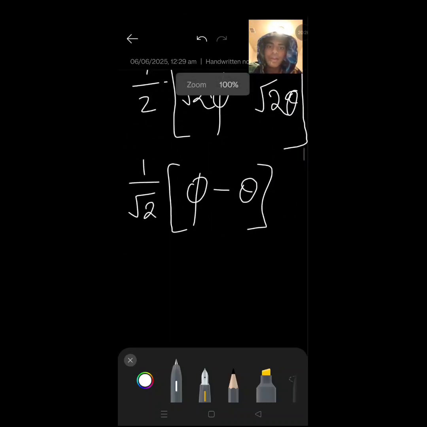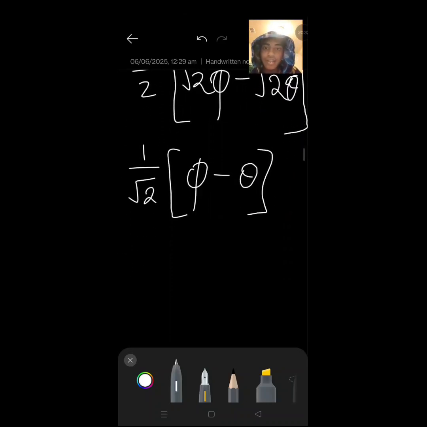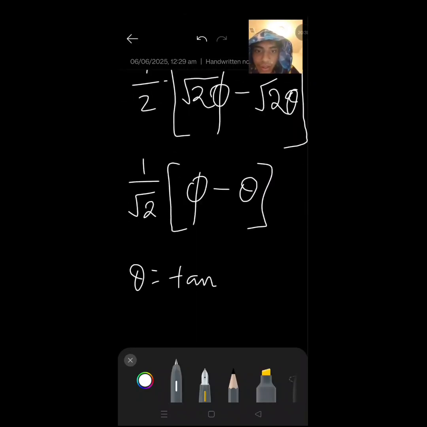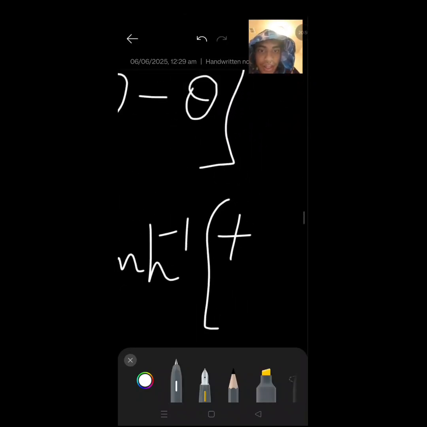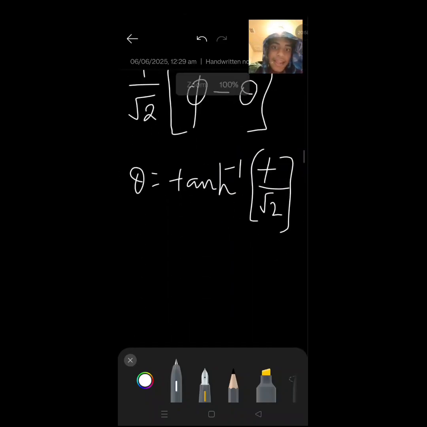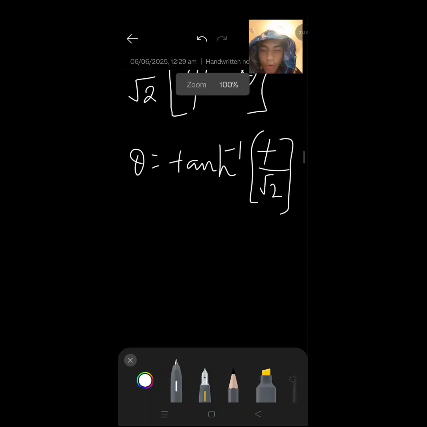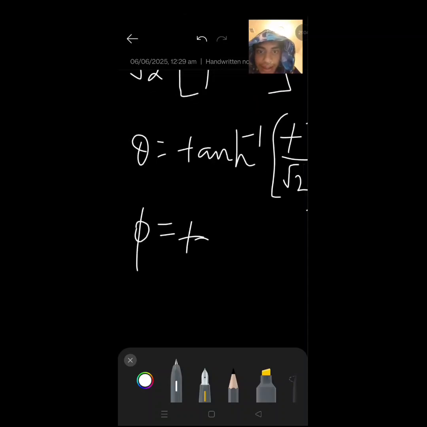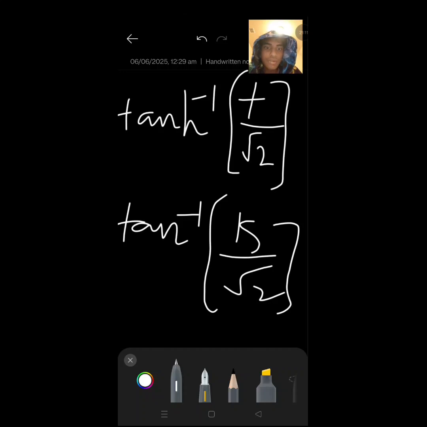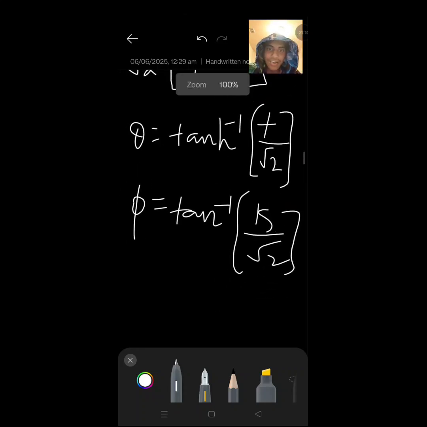So this again, now we have to sit and solve it patiently. See, you know that theta, I'll write it again. Theta is equal to hyperbolic tangent inverse of t over root 2. So that will be k over root 2. But it won't be hyperbolic tangent. Phi in this case will be equal to tangent inverse of k over root 2. All right, that's pretty much it. We're done with our integral. Integration though is done now.